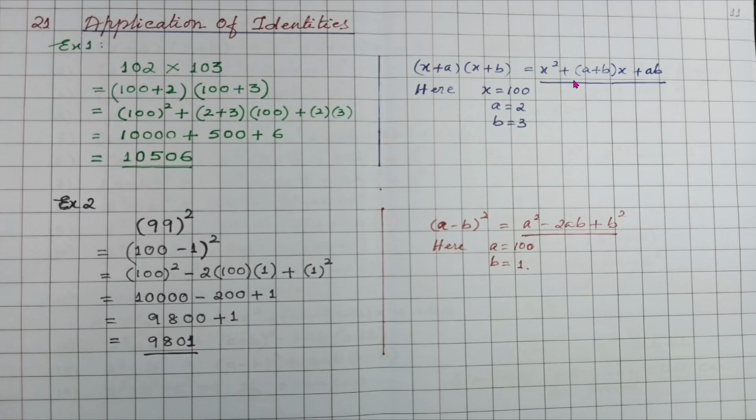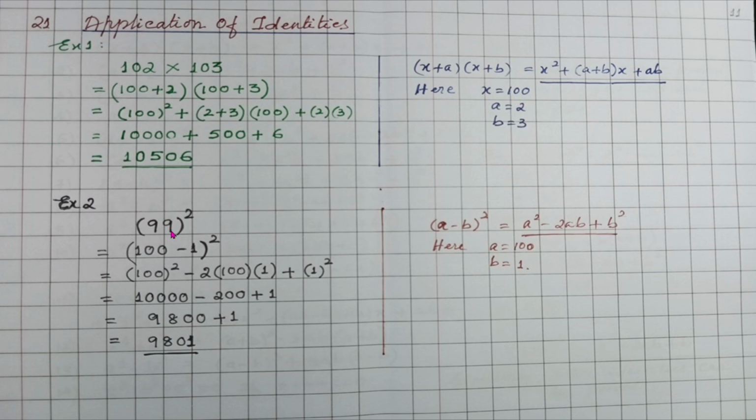Now use the identity, that is the right part of this, and apply. So now x square is 100 square, a plus b is 2 plus 3, x is 100, and product ab is 2 into 3. Now 100 square is 10,000, 2 plus 3 is 5 into 100 is 500, 3 into 2 is 6. Therefore, when we add that, we get 10,506. So that is how we can use identities to find the product of bigger numbers.